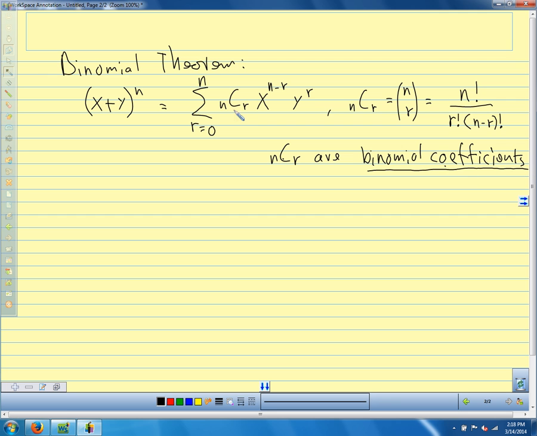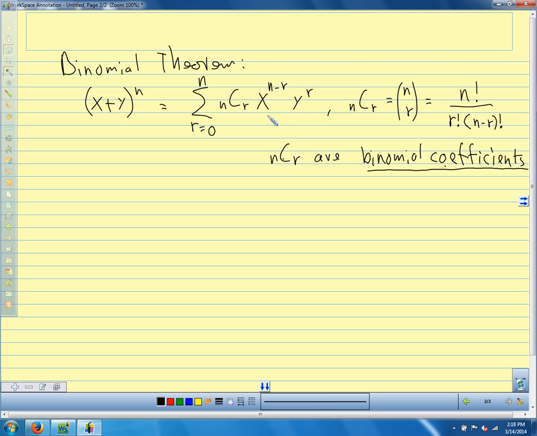So our binomial coefficients, we want to have that symmetry that we saw in that pattern, and it turns out that this n choose r does have the symmetry that we're looking for. Can't go into all the details of where it all came from and how they figured it out, but this is what they figured out.